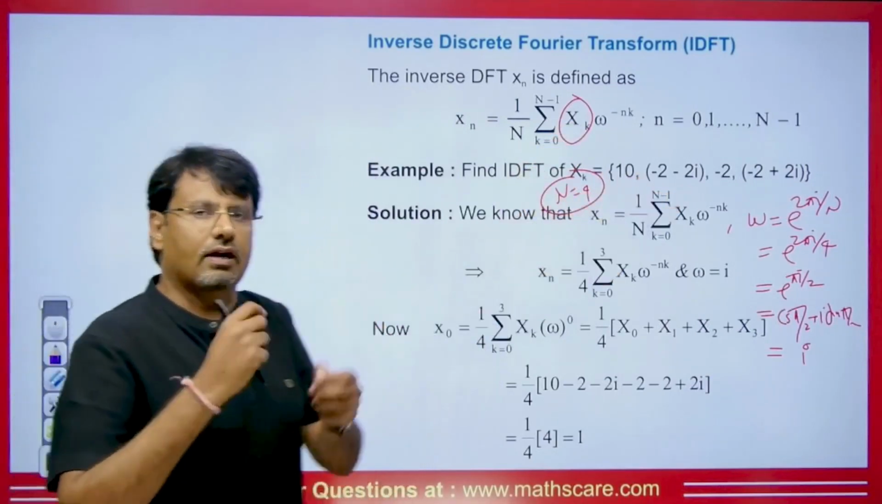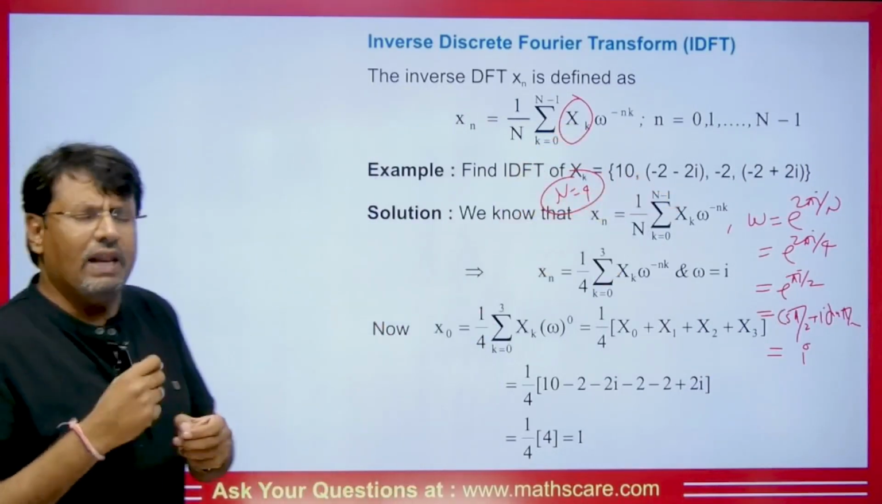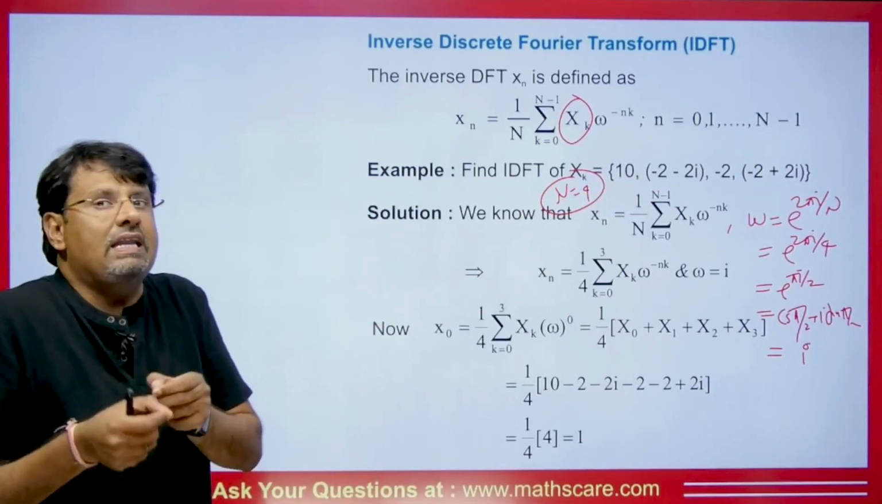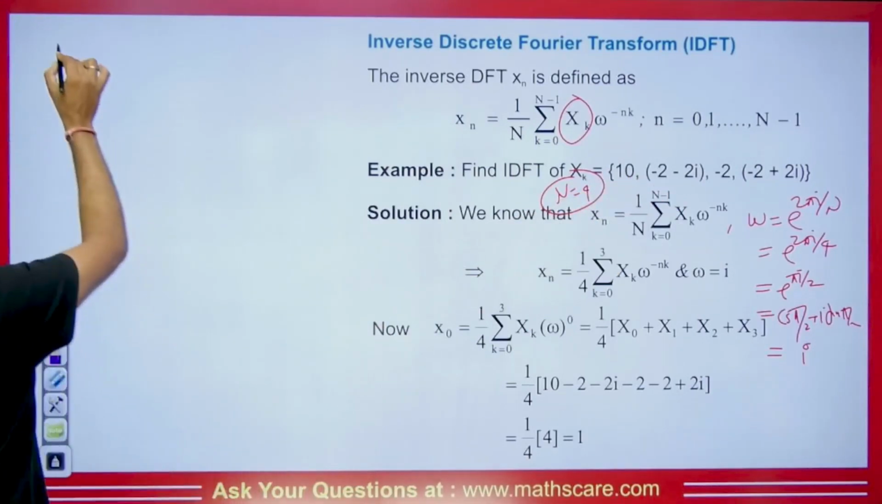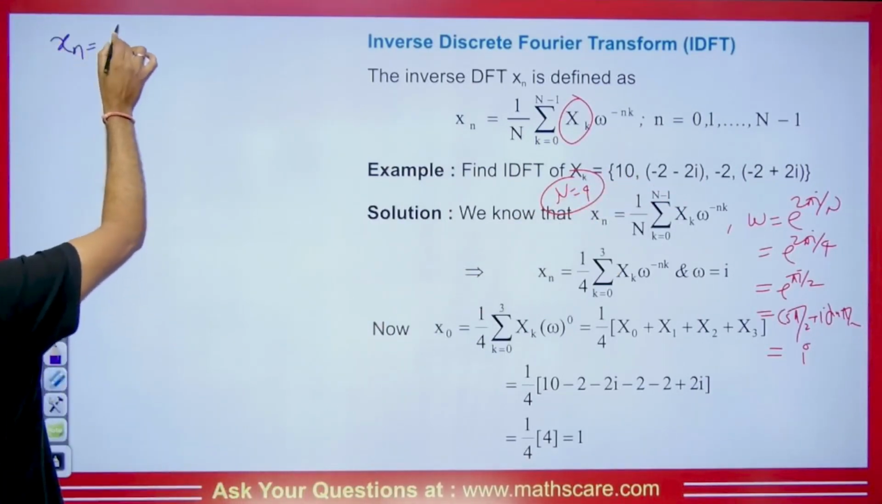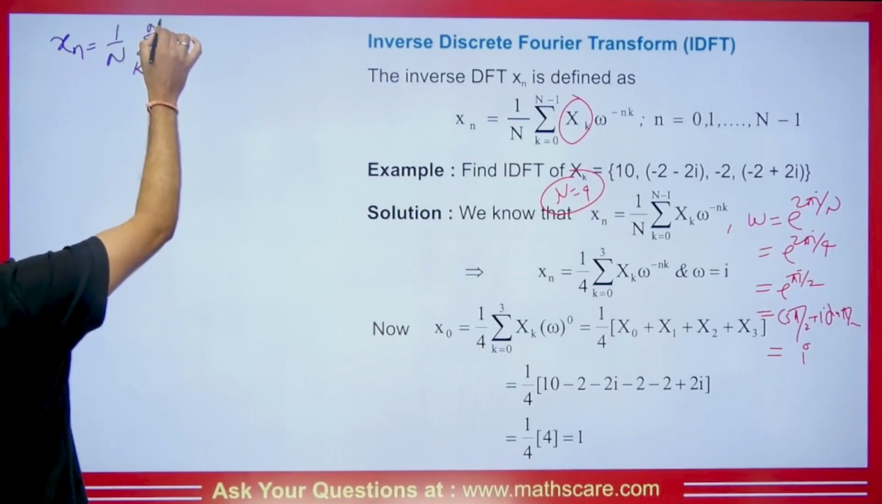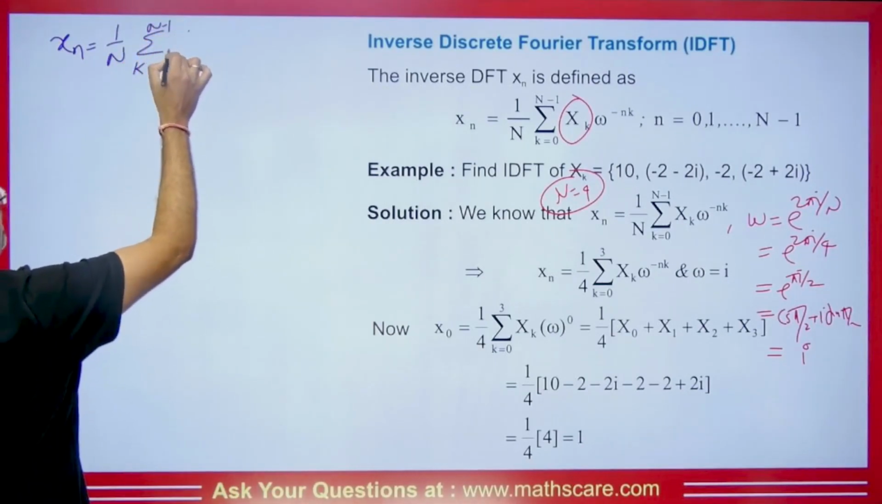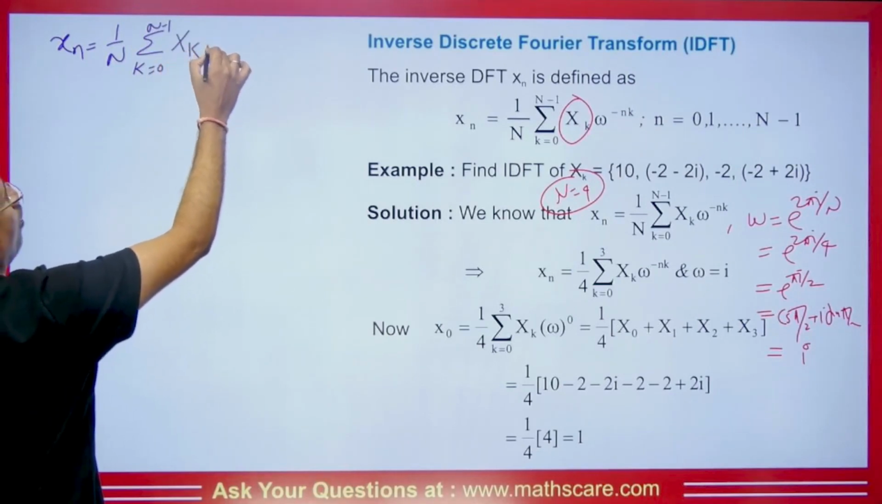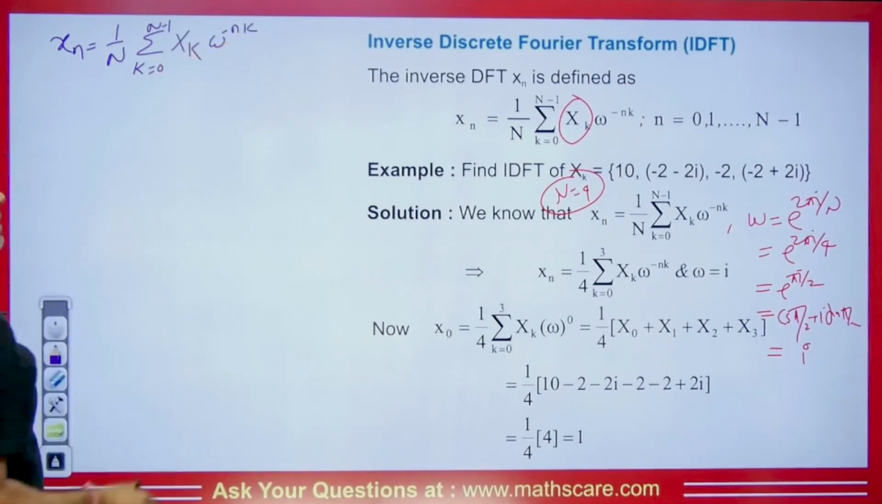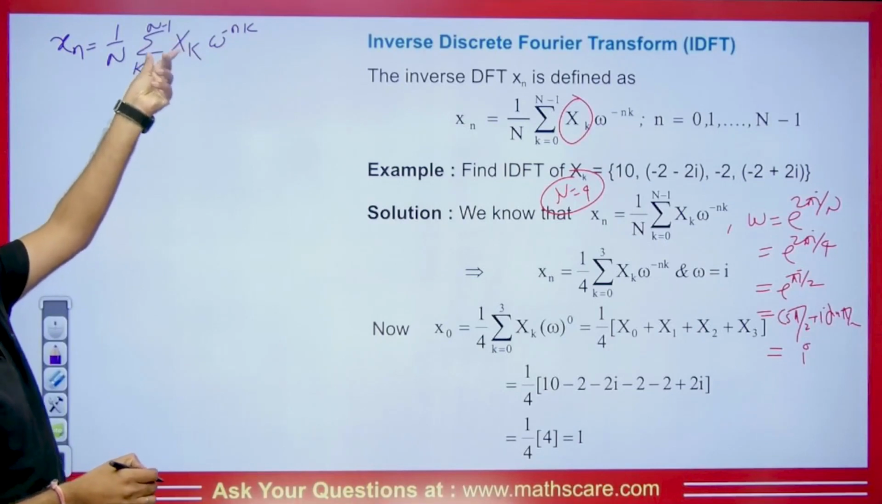If it is given equal to the capital X here, right? Now we need to find the value of small xn. We need to find its inverse discrete Fourier transform. So as you know, the value of xn is 1 upon N, summation k is equal to 0 to N minus 1 of capital Xk, omega to the power minus nk. Clear? We have to find the inverse discrete Fourier transform of this.